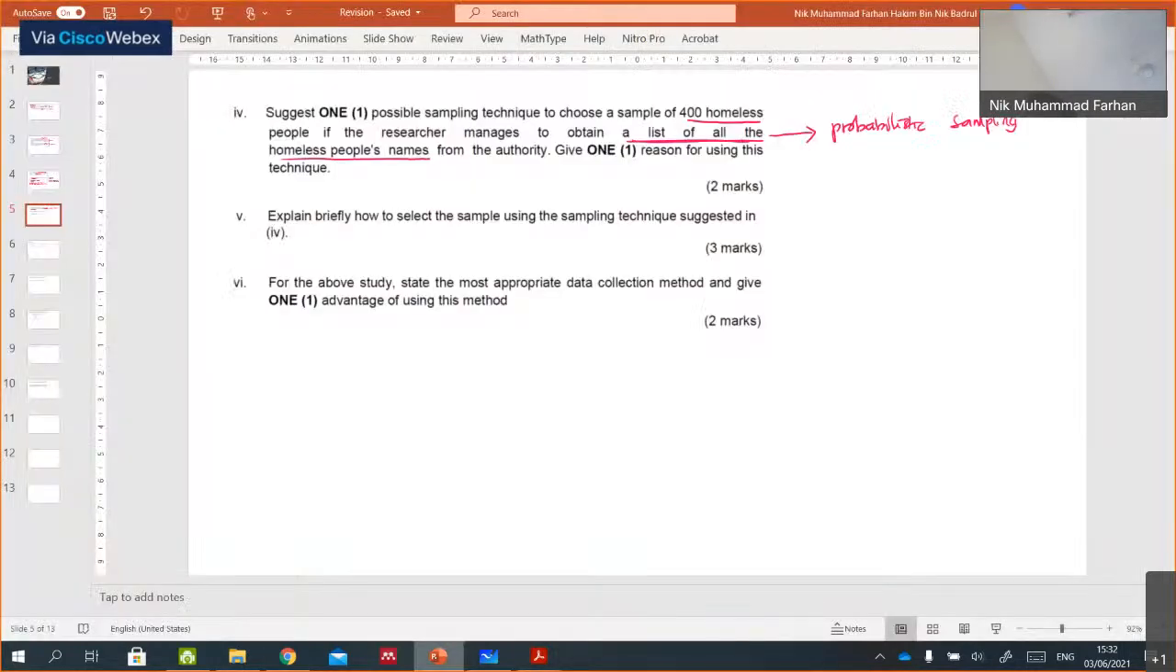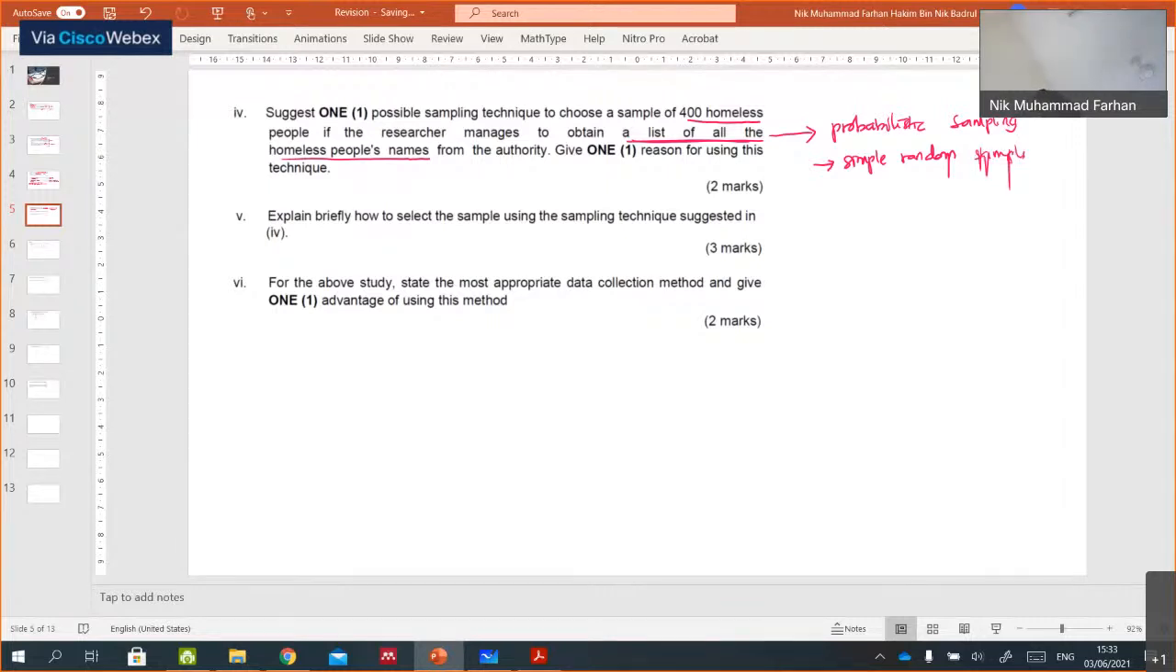So in this case, which one is suitable? Because you already have 2,000 people there, and you want to select only 400 of them. So maybe you can use systematic. For example, you use systematic, where we choose 400 out of 2,000. Or you can choose simple random. Simple random is the easiest, right? Simple random sampling.